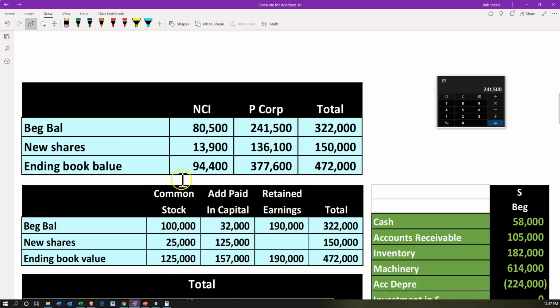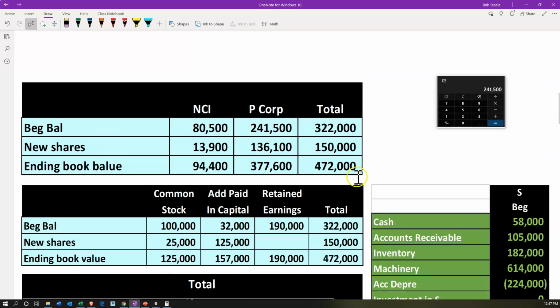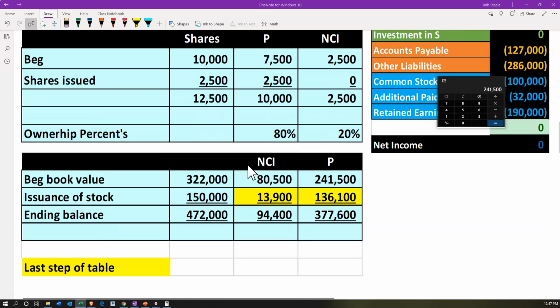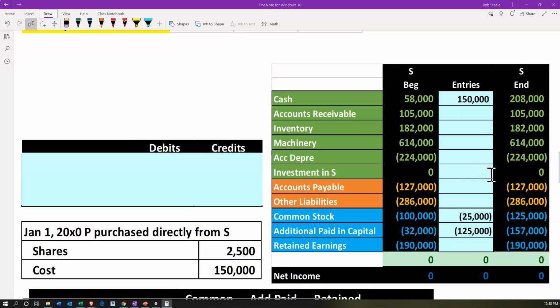So our ending non-controlling interest balance is the 94,400. That's what we expect the non-controlling interest in the consolidation worksheet to be. Then the ending book value is here, and P's interest is going to be that 377,600. Now let's go down and consider the transactions that would be taking place. We're just going to look at the transactions for S and then P, and then we'll do the consolidation. So now let's look at S's books.